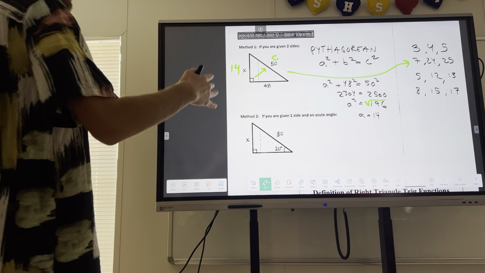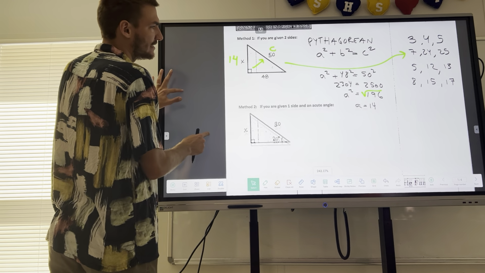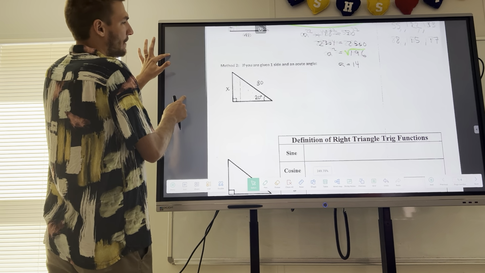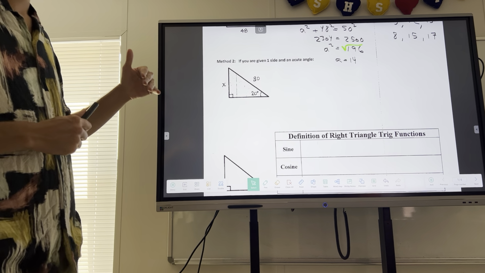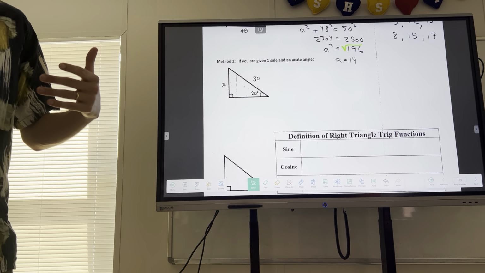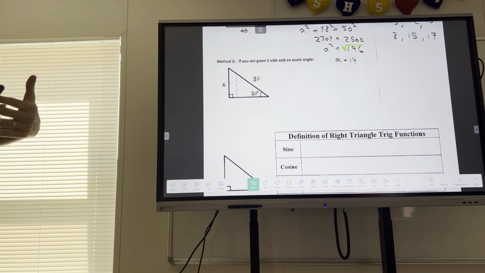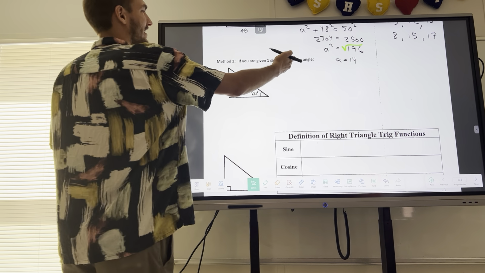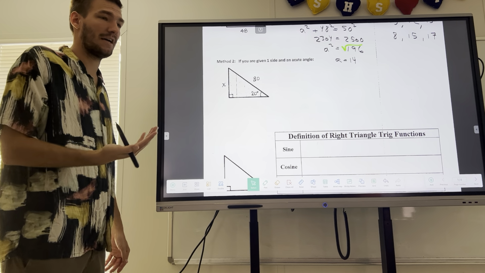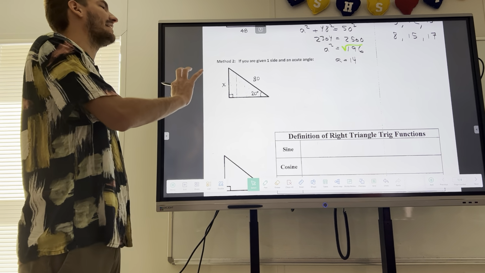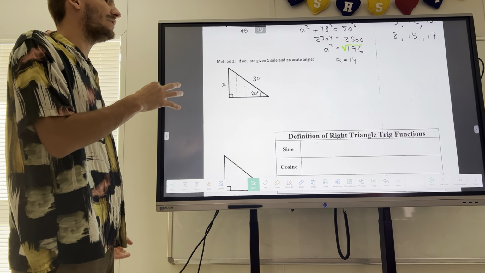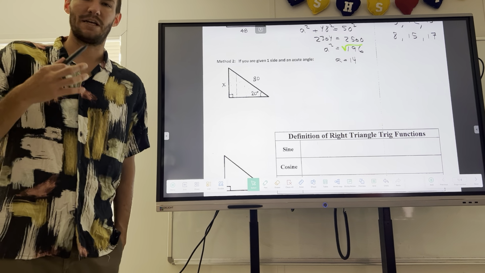All right, so this is the new today. Hopefully we're still reviewing. Method number 2. You are given one side and an acute angle. Now, honestly, I don't love that it says acute angle there, because if you have a right triangle, you're going to have an acute angle. But we need one side and an angle. If we have this, we can use a trig function.